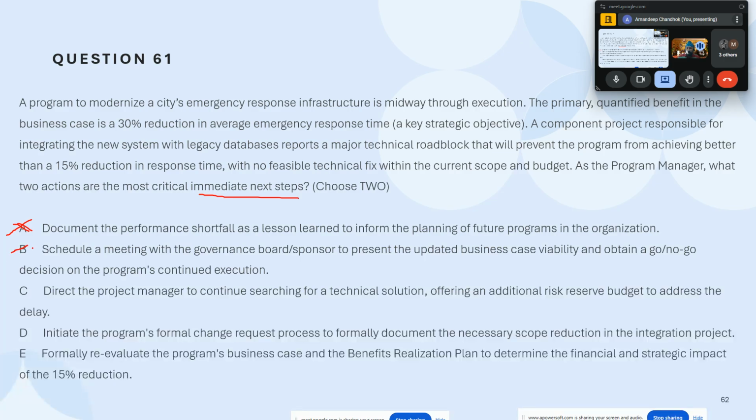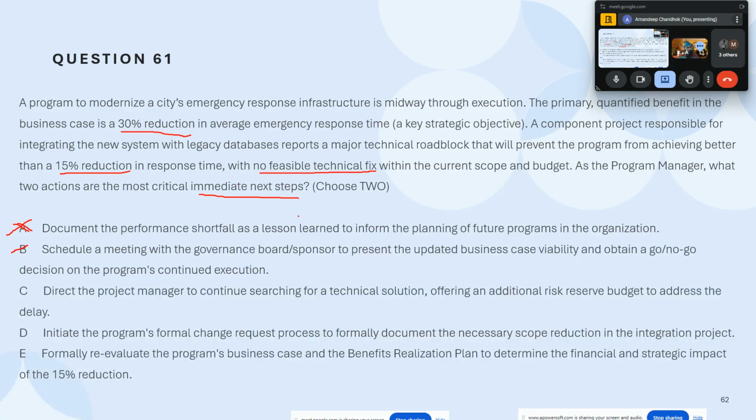Let's understand this. So what has happened? The original benefit that we expected was 30%, but now we are only going to get 15%. Obviously, that's almost half of what we were expecting. So we definitely need to have a meeting with the board saying this is where we are today, and there is no way to fix this, because there is no technical fix here. It's not that it's 15% today and we hope some changes will make it work out. Here we are saying there's nothing we can do, so it is a reduction.